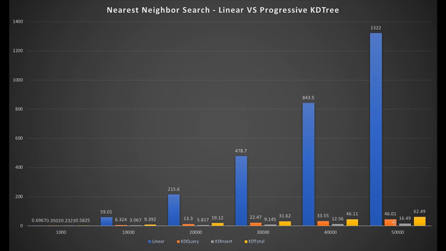And as you can see, for example, when we want to insert 50k points, or to query 50k points for the nearest neighbor, it takes about 1.322 seconds for linear search, but for the progressive KD tree, it only takes 62.49 milliseconds. It runs faster by a factor of 21. Okay, this is the acceleration architecture.